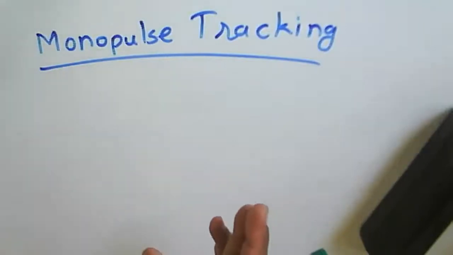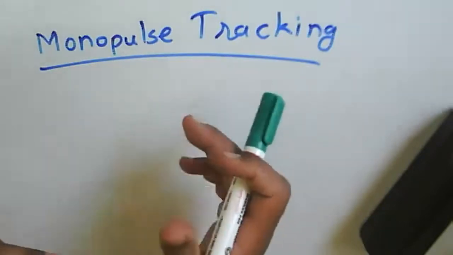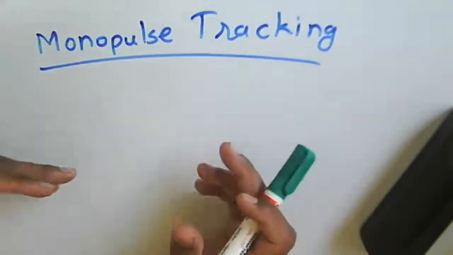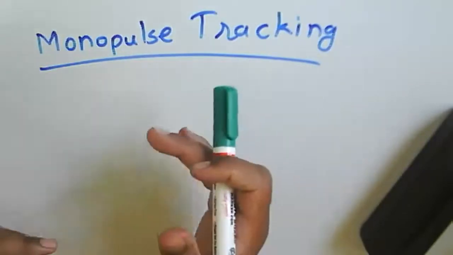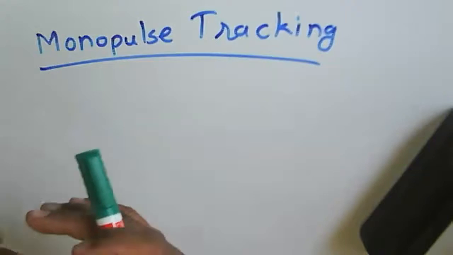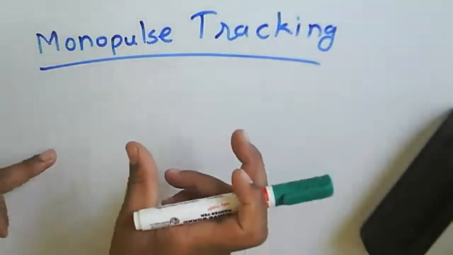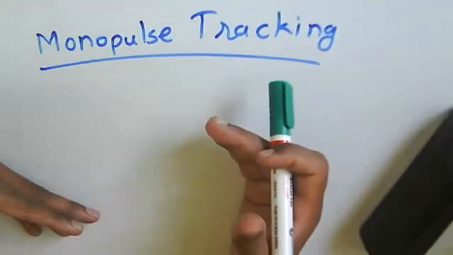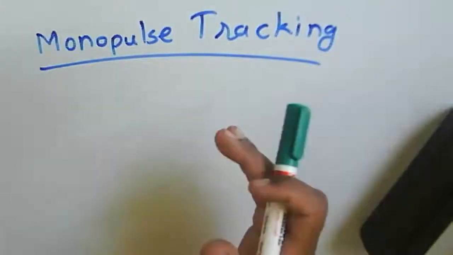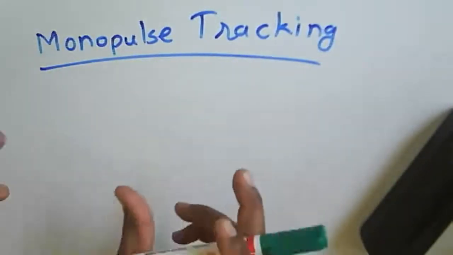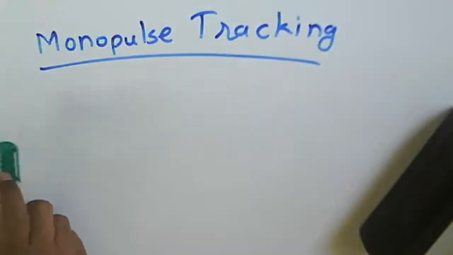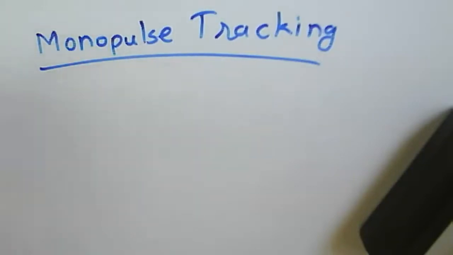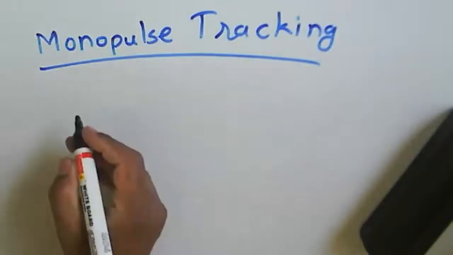But in general, we are not relying on a single pulse to identify the location of the target. In most cases we are interested in finding the position of the target through multiple pulses. Instead of a single pulse, we send multiple pulses and find out the location of the target. Then through that we will measure the angle.